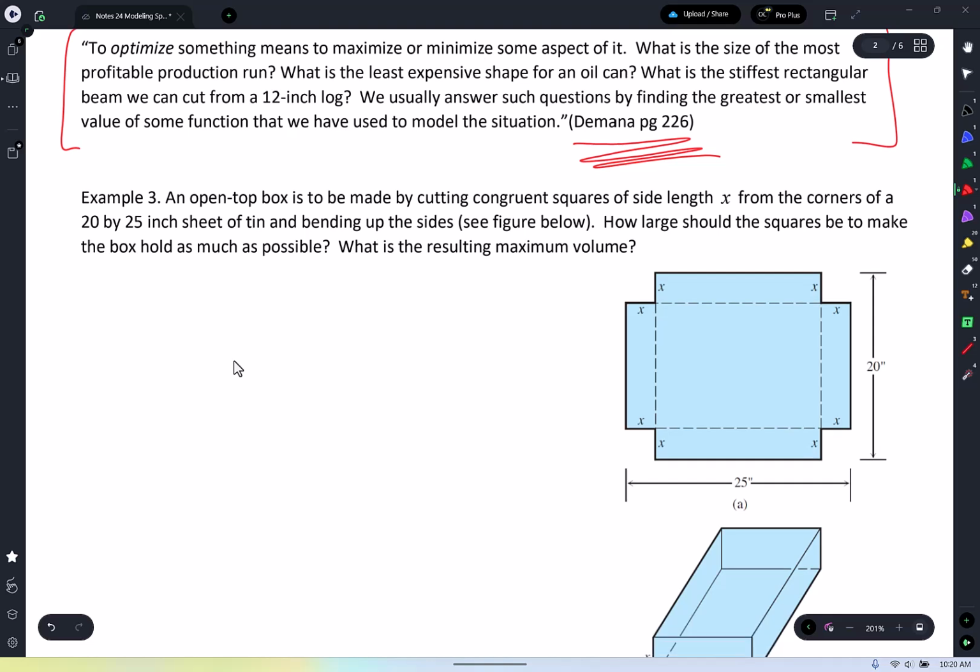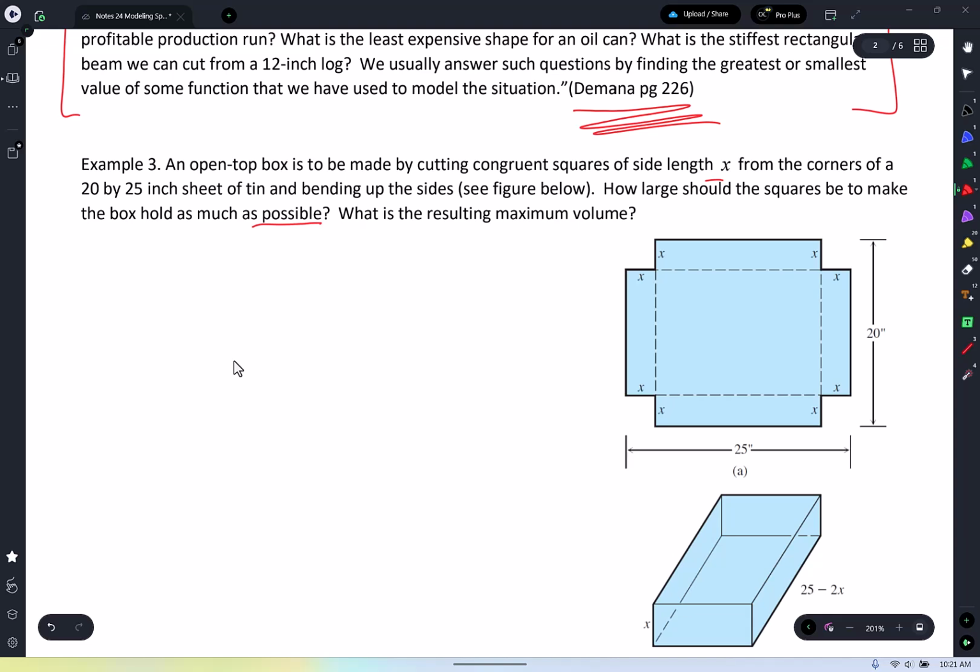An open top box is to be made by cutting congruent squares of side length x from the corners of a 20 by 25 inch sheet of tin and bending up the sides. So here's my sheet of tin. How large should the squares be to make the box hold as much as possible? What results in maximum volume? Look, isn't that cool? So you have a 20 by 25 inch sheet of tin, and you're cutting the corners to make the biggest possible volume.